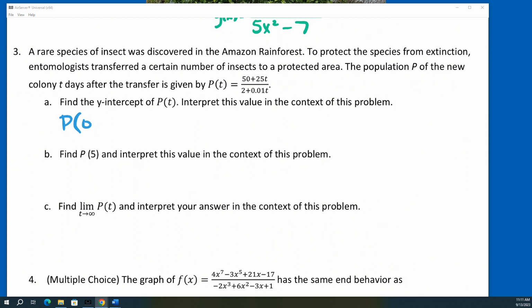And anytime you want to find the y-intercept of any function, you just put 0 in for x, or t in this case. So anything that has a t becomes 0, so it disappears. So what does that leave us for our y-intercepts? 25. Good.